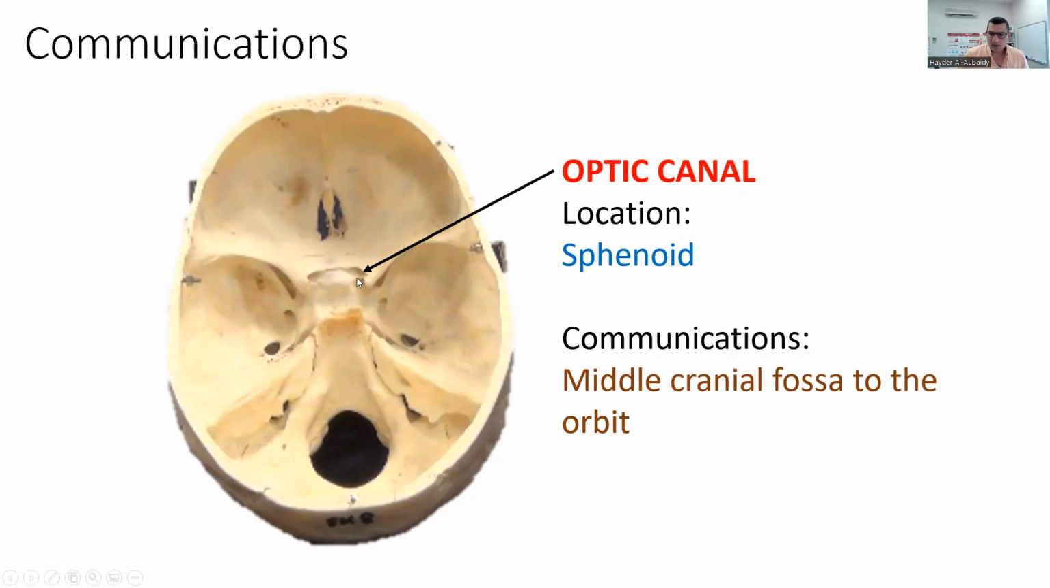So because the optic canal started from here, from the middle cranial fossa, it communicates the middle cranial fossa to what? It's the optic canal. So it permits passage of, from its name, the optic nerve. Optic is for vision. So it should communicate the middle cranial fossa to the orbit anteriorly.